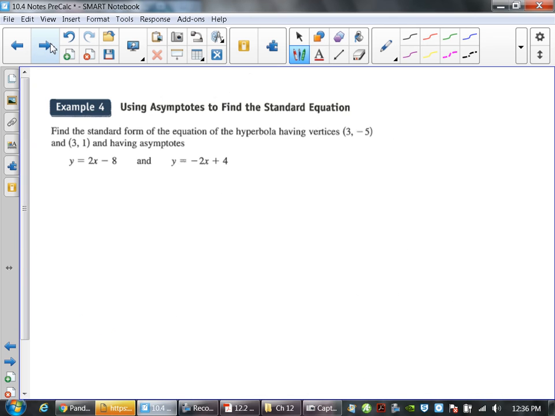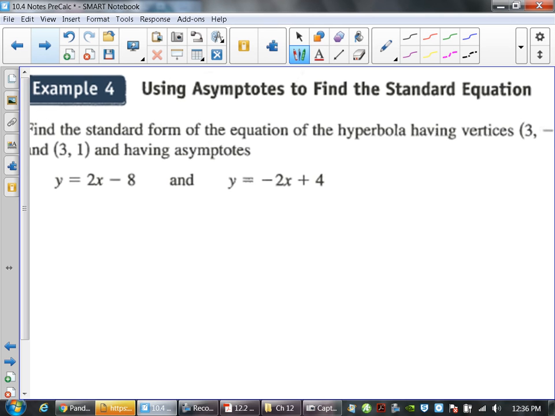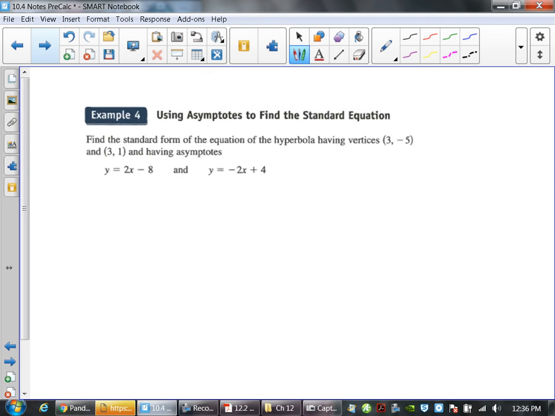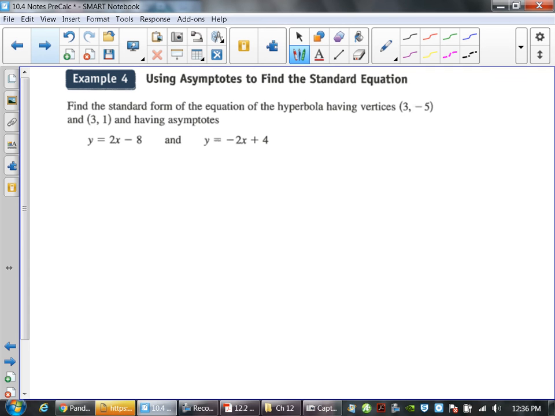I think I had another one at least. Let's see if we can do this one. Let's see if we can use the asymptotes to figure out the equation of the whole thing. So we have vertices at (3, -5) and (3, 1), and asymptotes at y = 2x - 8 and y = -2x + 4. Can we figure out the standard form of the equation?